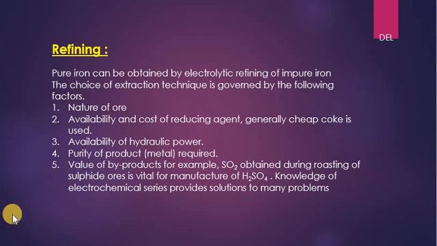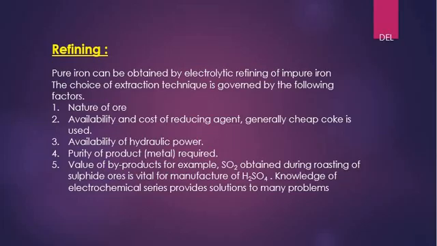The choice of extraction technique is governed by the following factors. Number one is the nature of the ore, and the availability and cost of the reducing agent. Generally we use coke because it is quite cheap. Then the availability of hydraulic power. Then the purity of the product is mandatory. Then the value of the byproduct, for example, sulfur dioxide obtained during the roasting of sulfide ore is a very important compound to manufacture sulfuric acid on a large scale. And knowledge of the electrochemical series provides the solution to many problems.